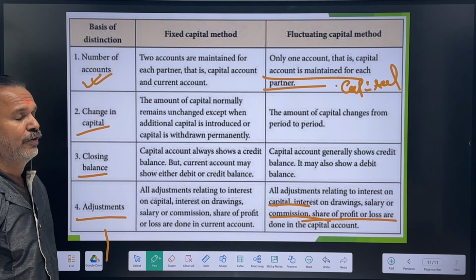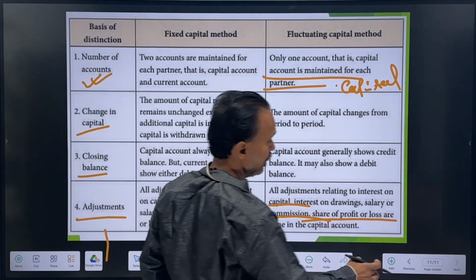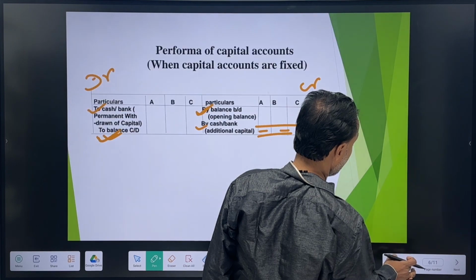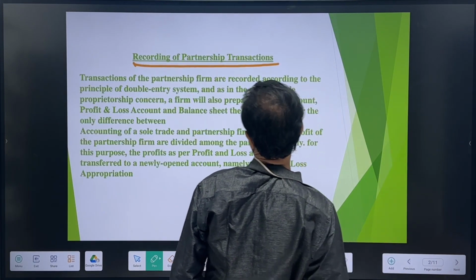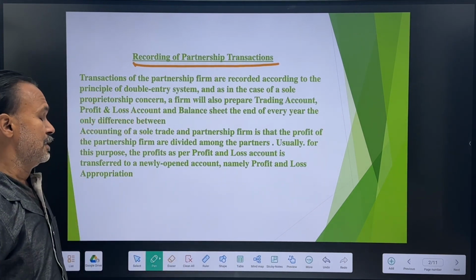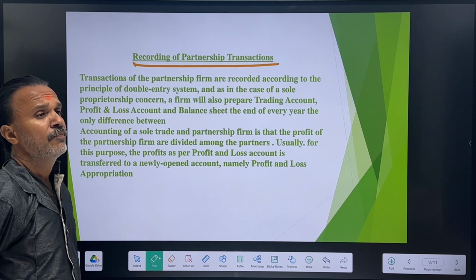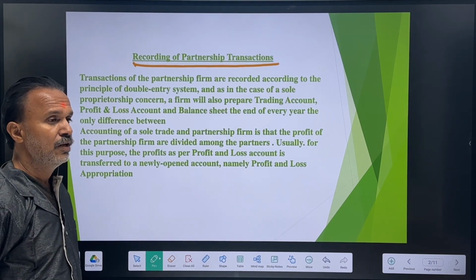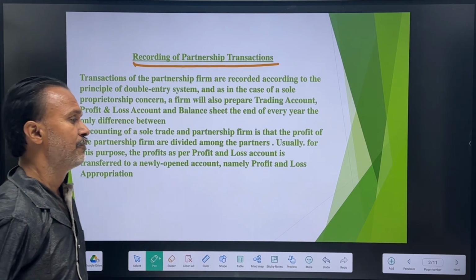This is for recording of partnership transactions. So where did we start from? First of all, we started with recording of partnership transactions. Simply, we can say that for recording of partnership transactions we prepare two accounts. First is profit and loss appropriation account and second is partners capital account.